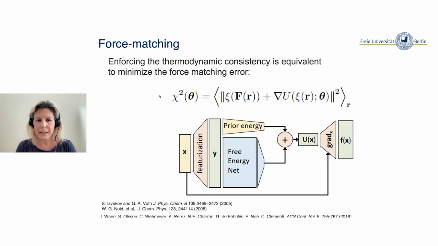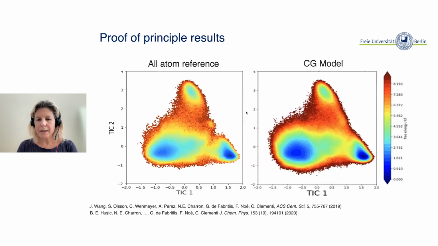Because what I didn't say is that here, this F that appears here is the force of the all-atom model projected into the coarse-grained coordinate. So in order to use this approach, you need to have saved all the forces of your frames in the all-atom simulation. So you have to have a pretty good sample of all-atom configurations with forces. And so this was a proof of principle showing that it works quite well.